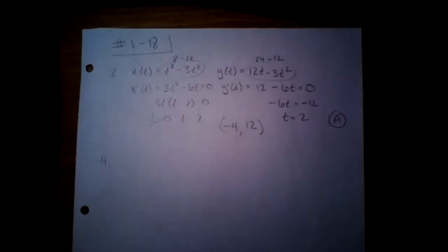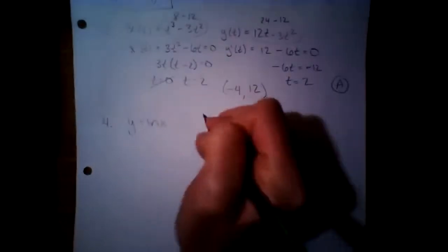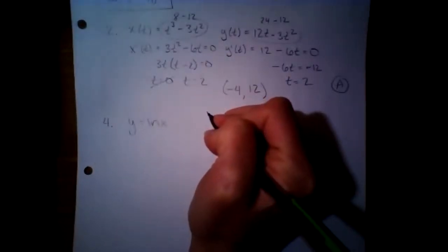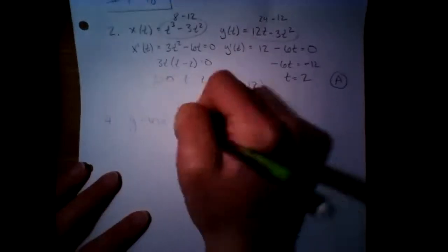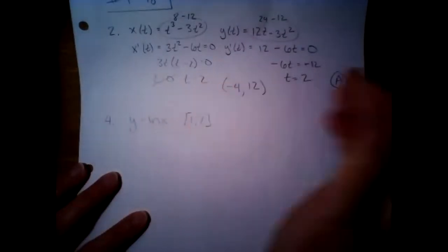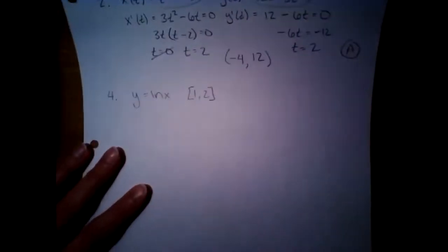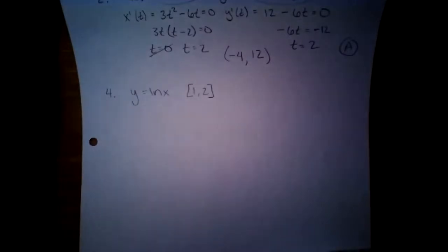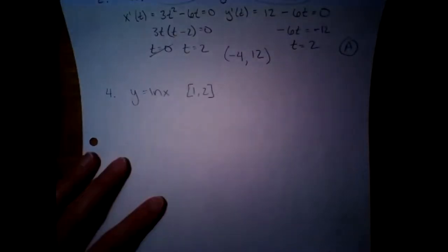All right, so number 4, we have the graph y equals ln of x, and they give us the interval from 1 to 2. And this is saying which of the following is the length of the curve. Okay, so that's the arc length. So let me write the formula up here for us.